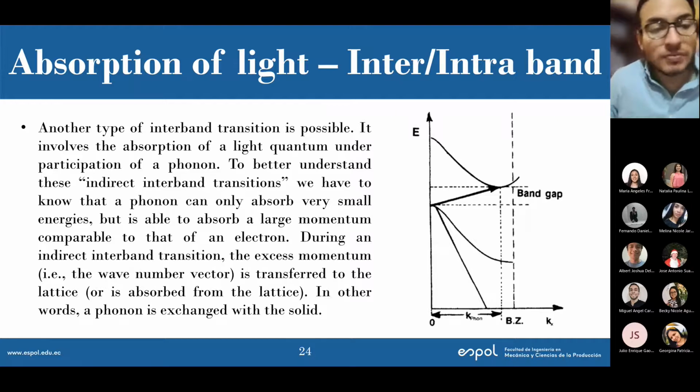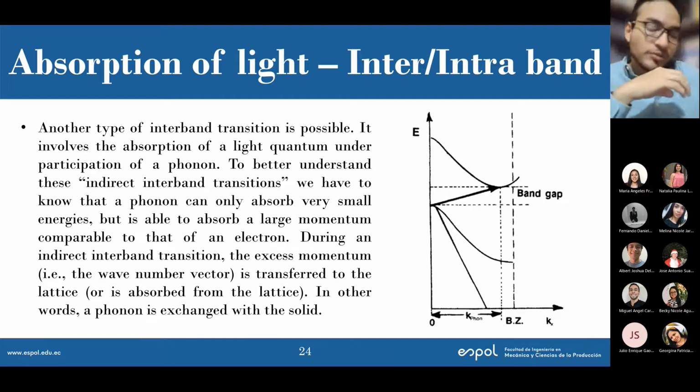We can have another type of interband transition. And for that, we don't deal with photons anymore. We now deal with phonons. Okay. So we know that a phonon, in comparison to a photon, can only absorb very small energies, but is able to absorb a large momentum, compared to that of an electron.